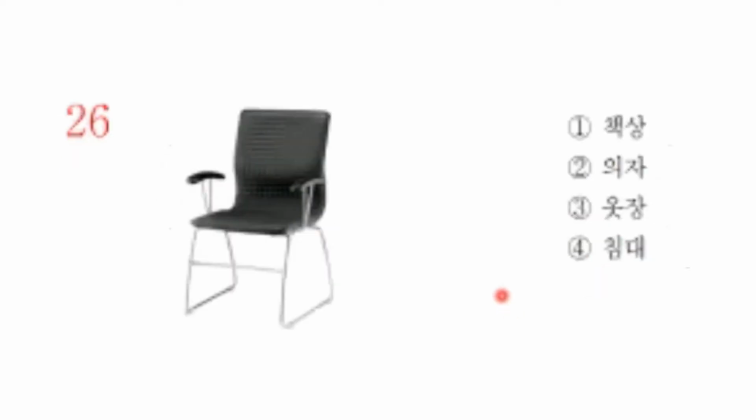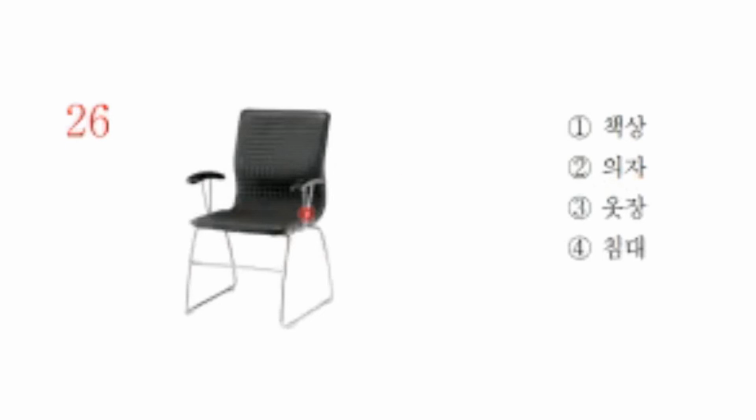Okay, let's go to number 26. So as you can see here, ano to siya guys? Upuan, chair. So in Korean, what is that? So let's go to number 1 first. Number 1 is 책상. Sinabi ko kanina, 책상 means desk. Okay, so it's not. Number 2 is 의자.